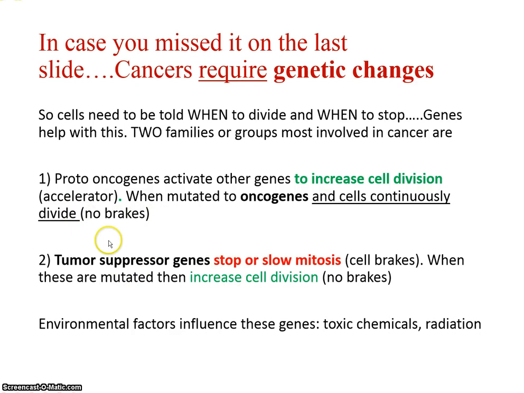Tumor suppressor genes, a whole other family of genes, stop or slow down mitosis. So that's what they do normally. But if you've mutated the brakes, well then you increase cell division. And I say here that environmental factors are what can often lead to the changes in these two groups. And I'll give you examples like toxic chemicals, radiation, drugs.